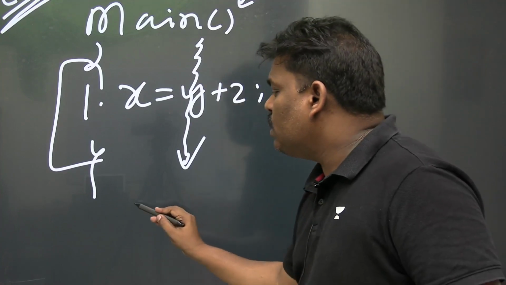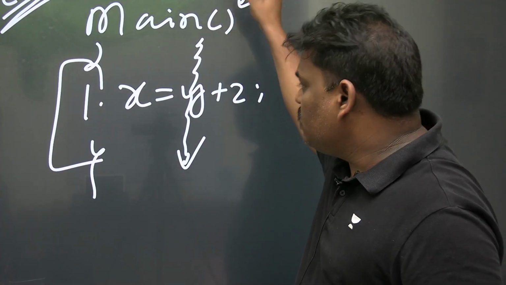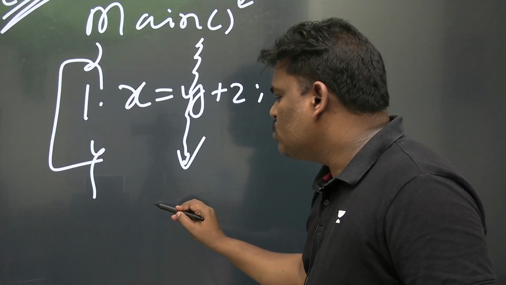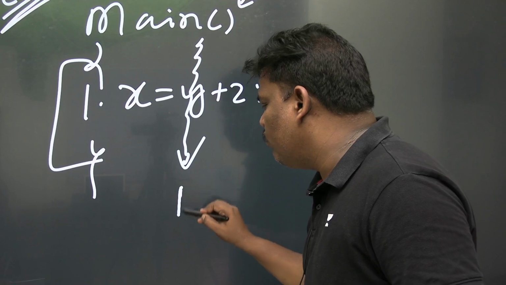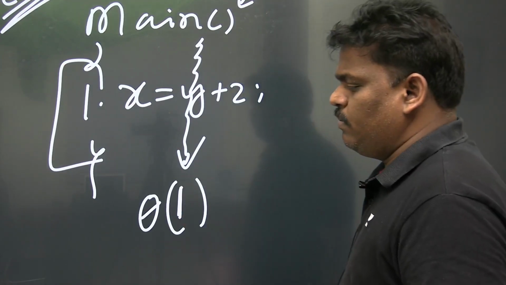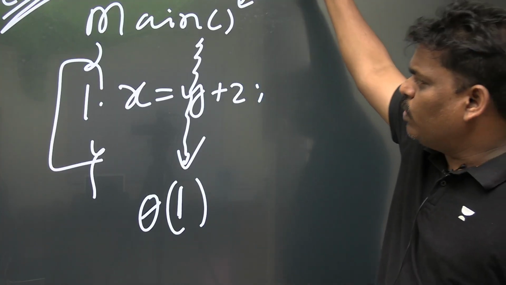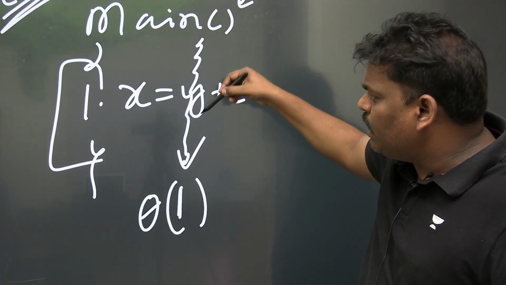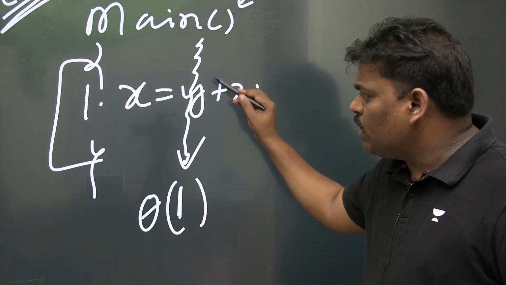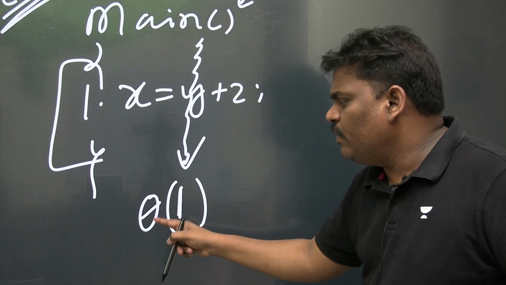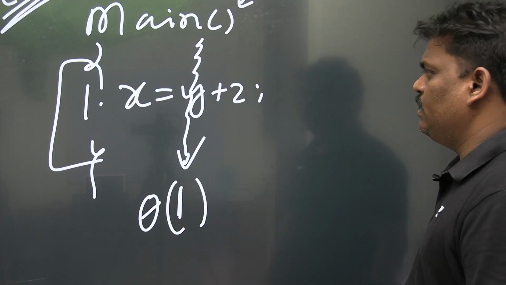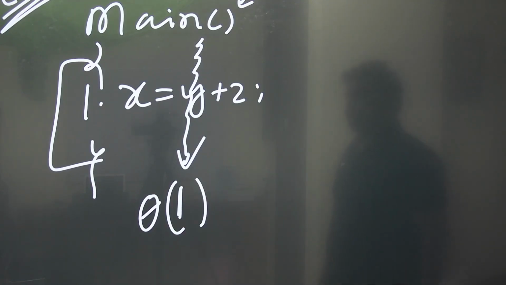So time complexity of this program is nothing but how many times this statement will execute when the program is running. One time, right? So please be careful. Time complexity of this one is big O of 1. If you want, you can write theta of 1 also. Normally, people will write big O. This is the first problem. I hope you got it.